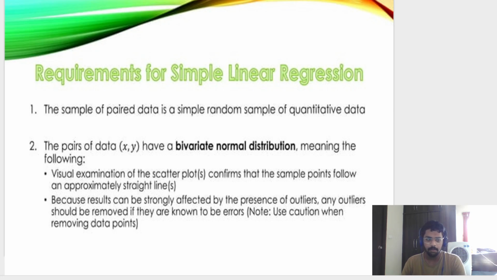And what are the requirements for simple linear regression? A sample of paired data is a simple random sample of quantitative data. The pairs of data x and y have a bivariate normal distribution, meaning the following. The visual examination of the scatter plot confirms that sample points follow an approximately straight line. Because results can be strongly affected by the presence of outliers, any outliers should be removed if they are known to be errors.